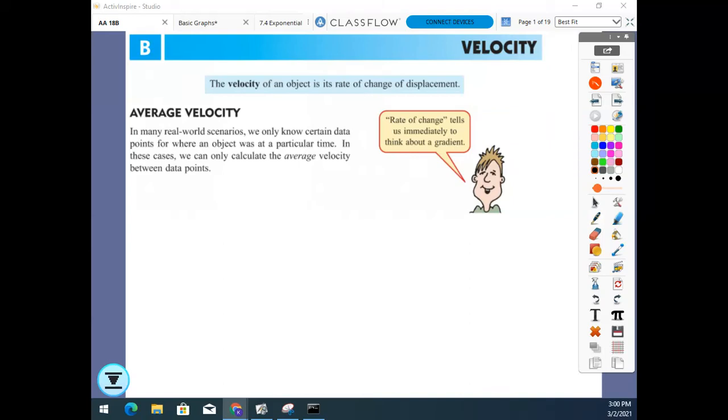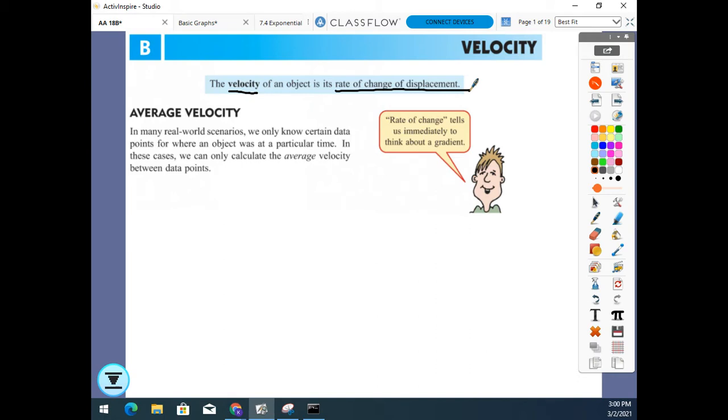Velocity is probably one of the tougher ones. That's why we're going to give it a couple of days. There's just a lot of information. So let me just say, first of all, velocity is the rate of change of displacement.